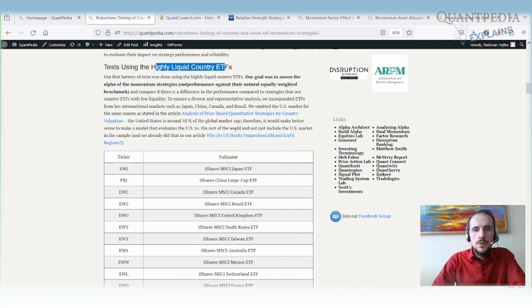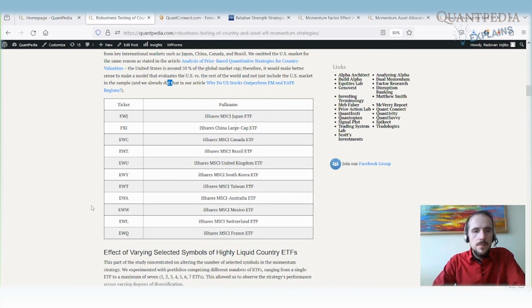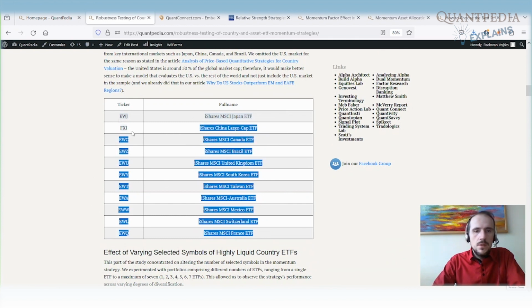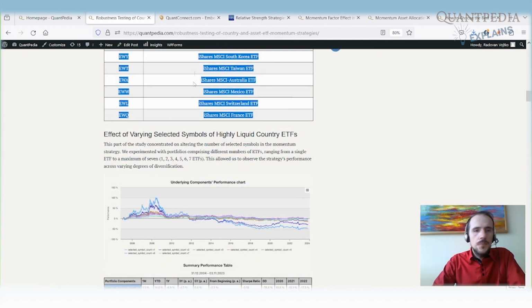The reason for that is because in previous articles we have shown that the United States is around 50% of the global equity market cap, so it doesn't make sense to include the US market in the momentum strategy. It makes sense to build an independent model that evaluates the US versus the rest of the world, and not just include the US market in the sample. We already created a model like that in another of our articles, on why US stocks outperformed emerging markets and the EAFE region. That's the reason why there is no US in the sample, but we are using another 10, 11 ETFs that are all very liquid. This is our high liquidity investment universe.